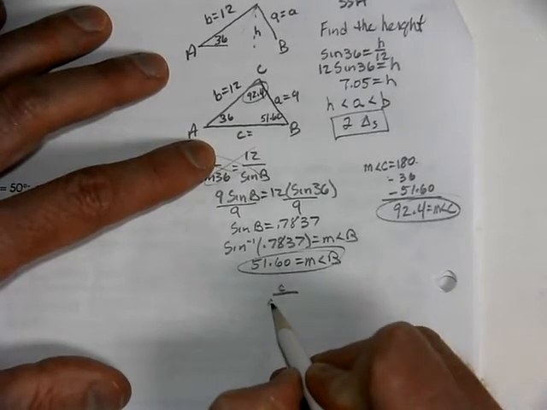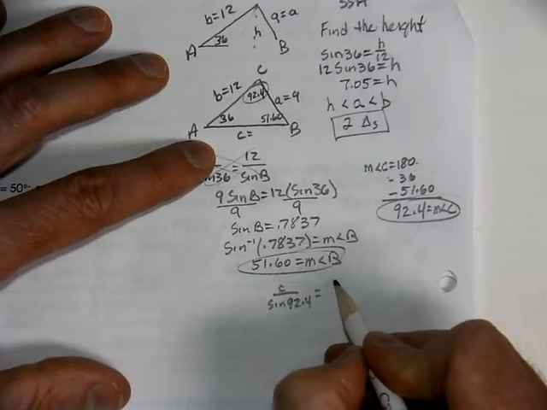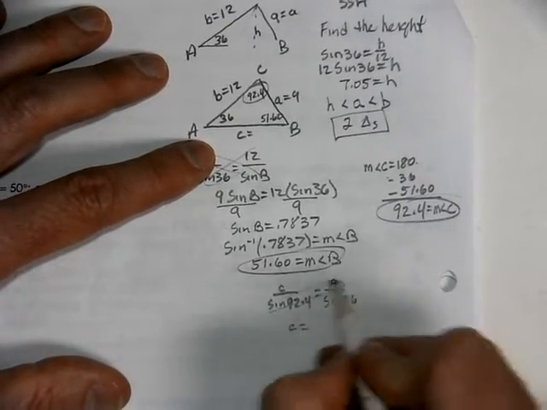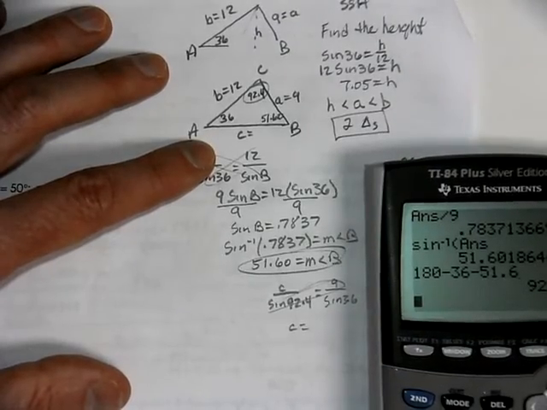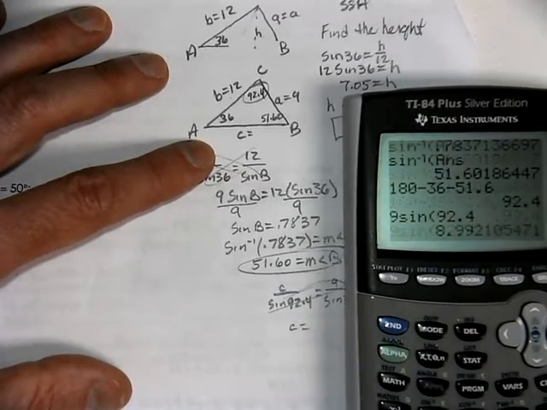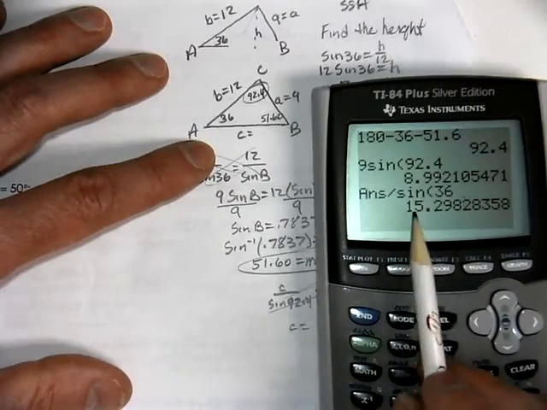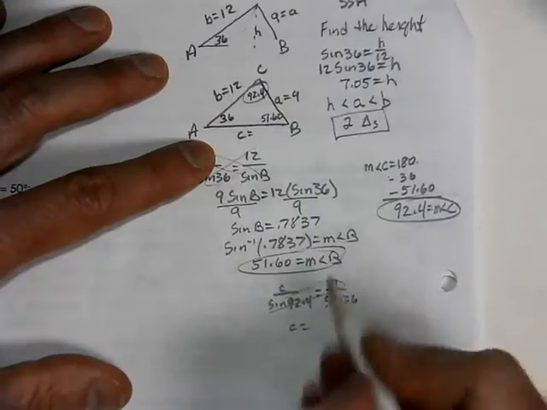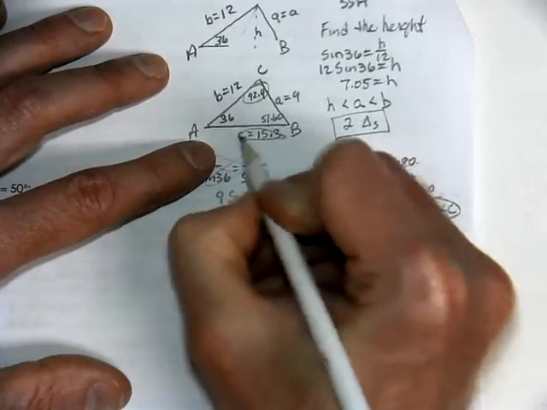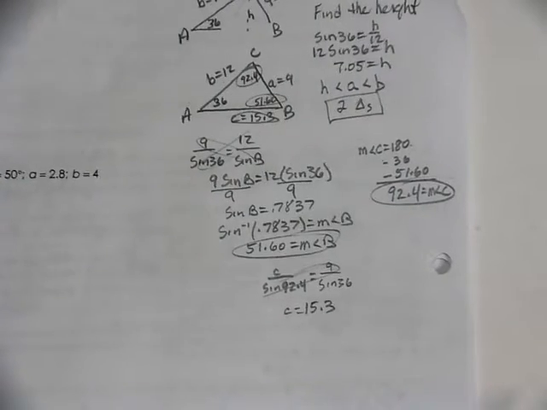So we have C over the sine of 92.4 and 9 over the sine of 36. So C is going to be those two multiplied together divided by the sine of 36. So 9 times sine of 92.4 divided by the sine of 36 gives us 15.3. So those are the three measurements we've just found.